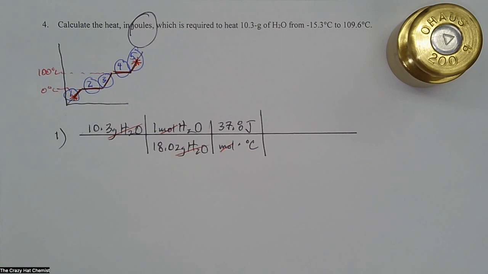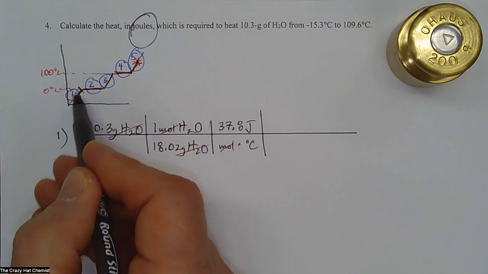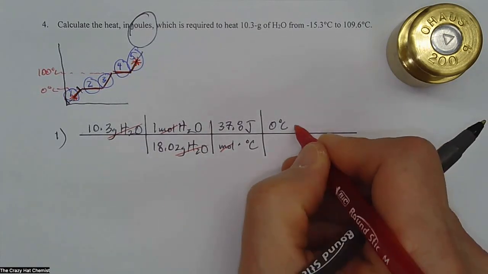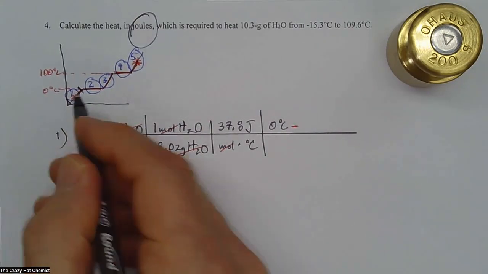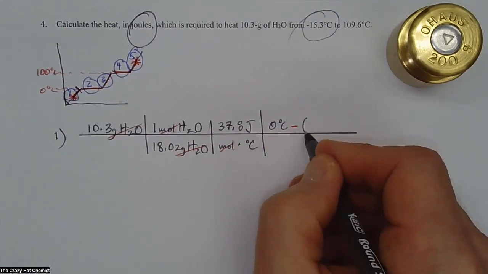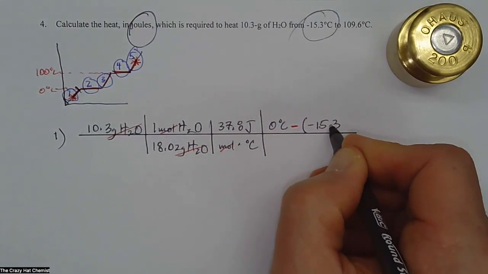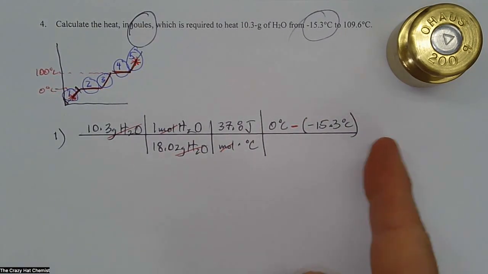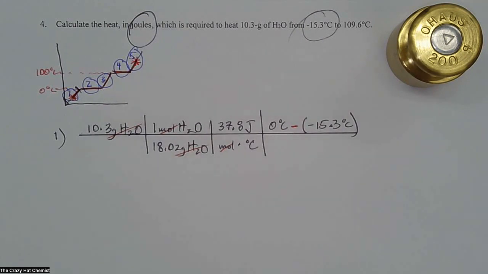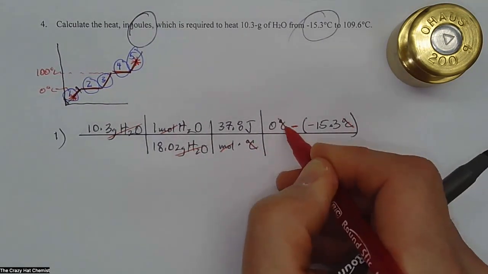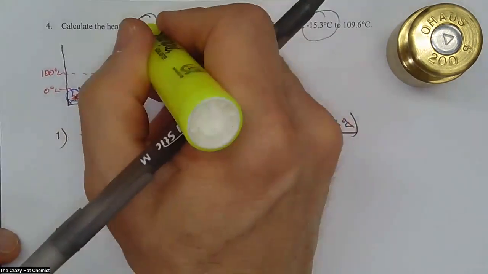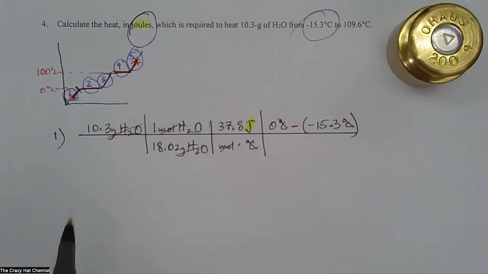And now we need our change in temperature. Our final temperature for this segment is 0 degrees Celsius minus the lowest temperature. The lowest temperature is negative 15.3 degrees Celsius. Fantastic. Now I'm going to get an answer for this. You should see that the degrees Celsius cancels out. And what do we have for units? Joules. And what are we trying to solve for? Joules, ultimately.